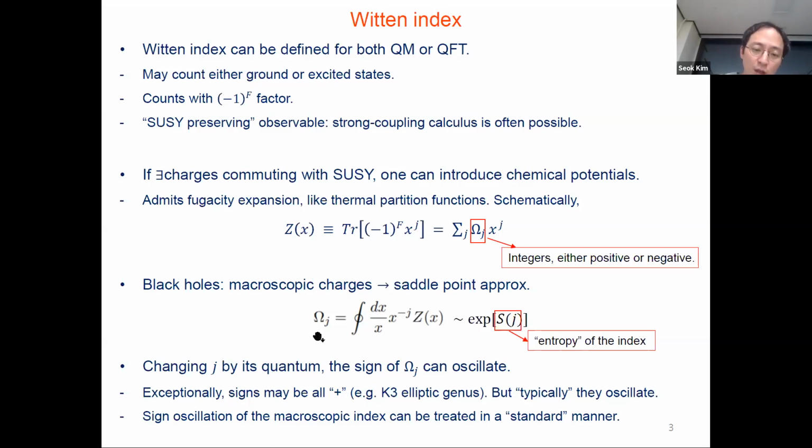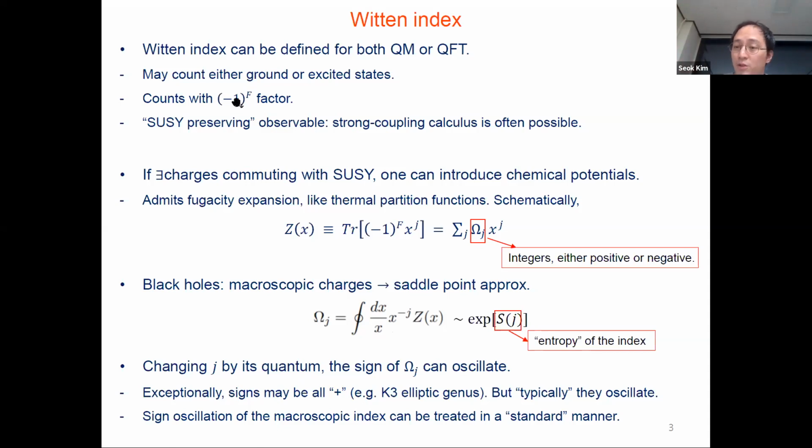But now we take into account the fact that this is an index. This can be a positive number or a negative number as you change the quantized value of the charges. So changing J by its quantum, gradually increasing it, the sign factor in front of these omegas can oscillate. If you do the calculation carefully, at some sector you should get a positive number, at some sector a negative number, sometimes they should oscillate, and the Legendre transformation should be doing that business if you're doing the calculation correctly. This is the so-called typical behavior we should expect.